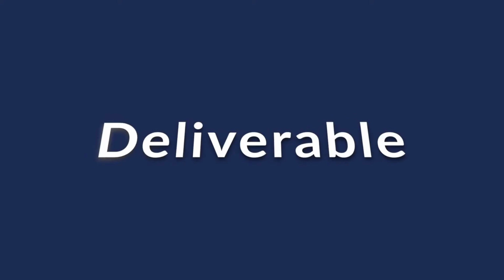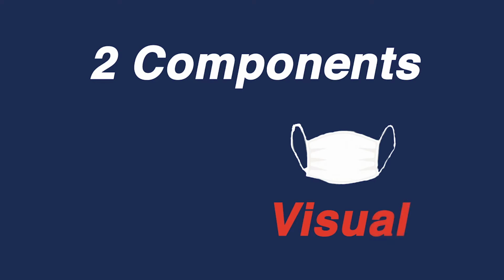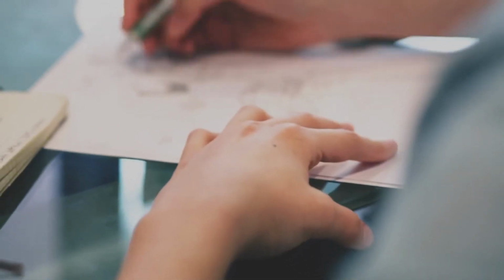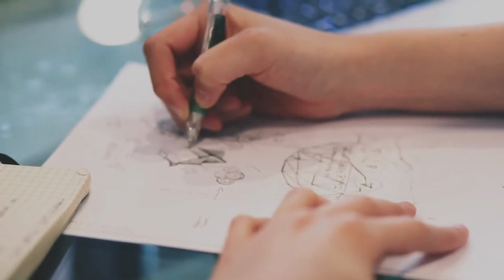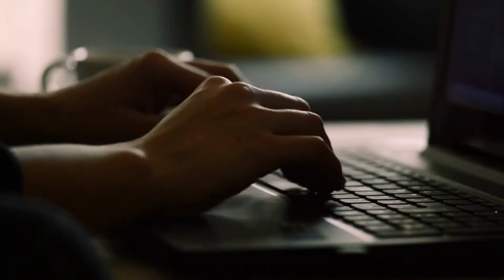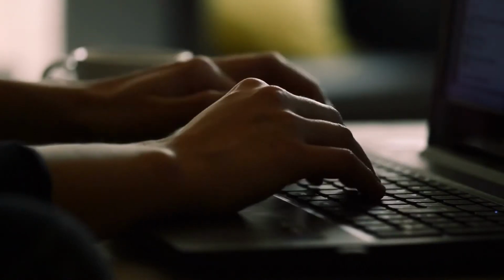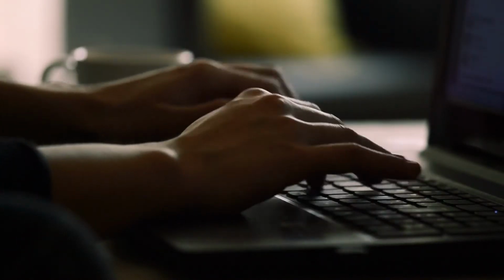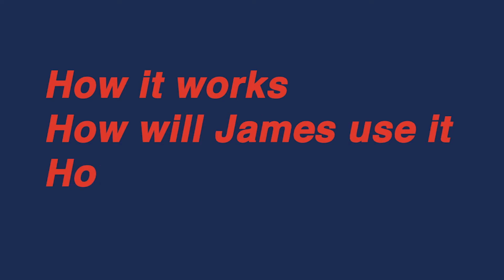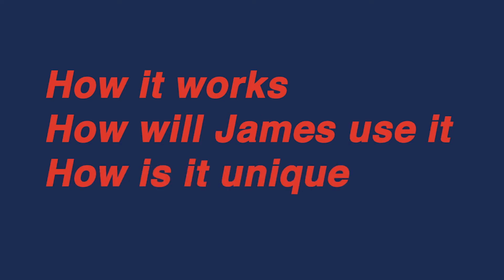The deliverable will consist of two components: a visual representation of your design and a written description of its features. The visual representation can be a hand-drawn sketch, CAD rendering of your idea, or even photographs of a prototype you may have created. The written description is your chance to prove to us that your mask is the best mask for James. The bulk of the written description should be focused on your design. Tell us how your product works, how you envision James using it, and what features it has that will make it better than the standard surgical mask.